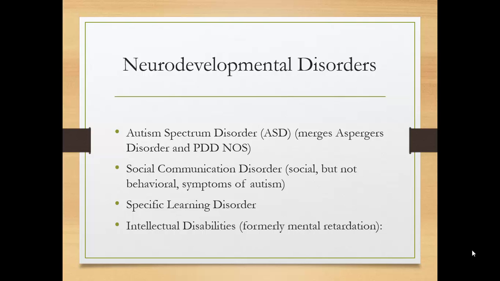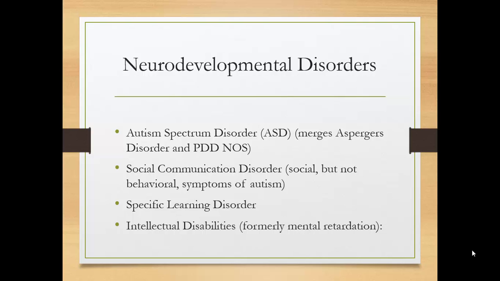The next disorder that I wanted to mention is social communication disorder. This is also a new disorder. This is when individuals have the social but not the behavioral symptoms of autism. And so, people with autism tend to be very awkward socially. They don't have good social skills. They don't connect to other people. So this would be where the individuals have the social deficits, but they don't have some of the traditional autism behaviors like the repetitive behavior, the toe walking, those sorts of things.